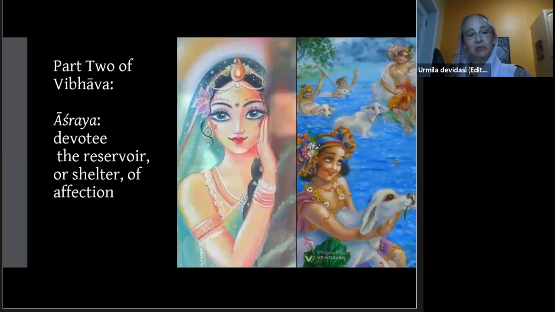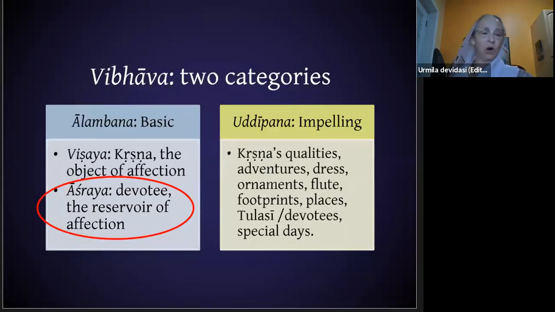So again, Vibhava refers to two types of Alambana, two types of basic stimulus. The person in relation to whom our basic connection, our Vibhava, our rati, our experience, exists, which is Krishna, the Vishaya, and the person in whom this rati and Vibhava, the basic connection, our experience, exists, that's the Ashraya, and the Uddipana, various other stimulants.